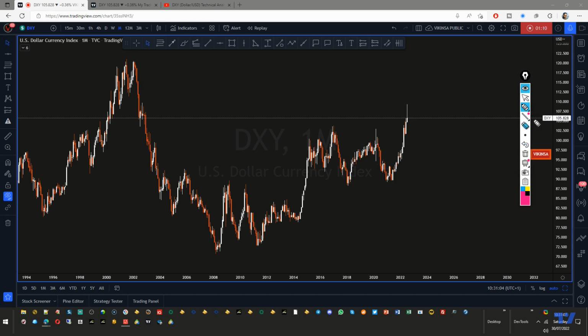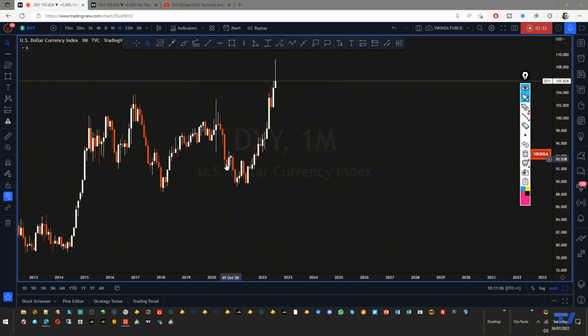Now, if you focus on just the local structure here, the dollar actually fell down here to this level, went up and created a double bottom sort of structure, and then started to go up. Around this point, we started to have our bullish move on the dollar, and since then the dollar has not stopped. It has had some very nice parabolic moves here, and it continued to run higher.